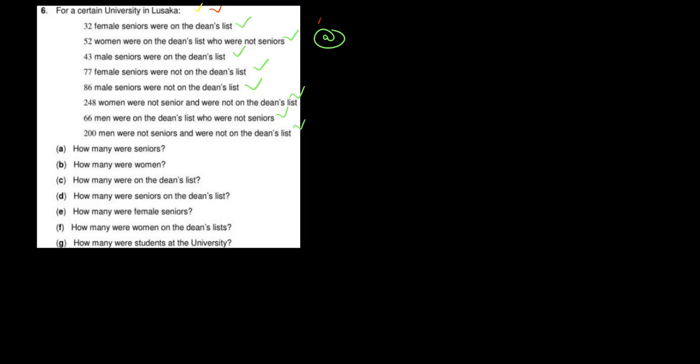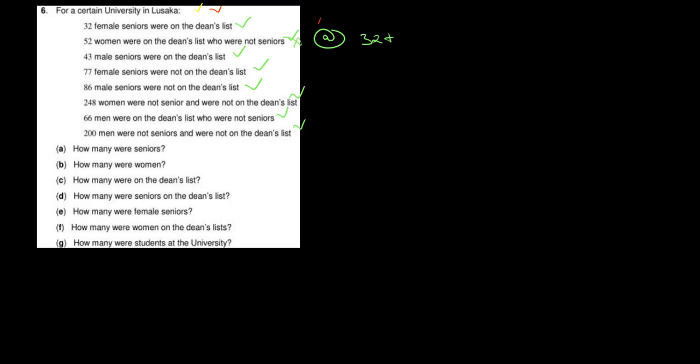Okay, how many were seniors in short? So 32 female seniors were on the dean's list. These were seniors, so I'll put 32 there. Plus 52 women were on the dean's list who were not seniors, so this one is disqualified.